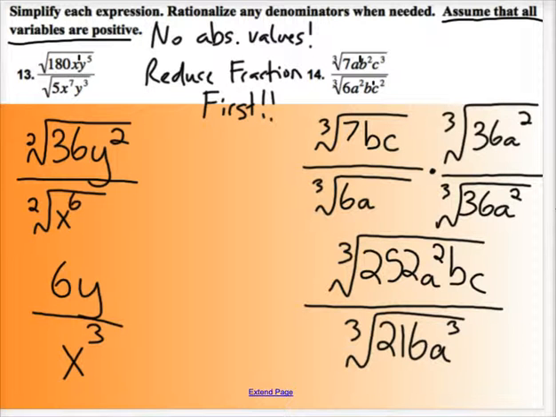Now there's something very special about that. The whole point of this rationalizing the denominator process is because now that right there, the cubed root of 216 is just the number 6. The cubed root of a cubed is a. So the whole point of that is by doing it, we've removed the radical from the denominator. It's no longer down there.